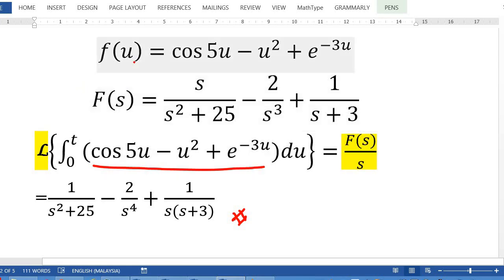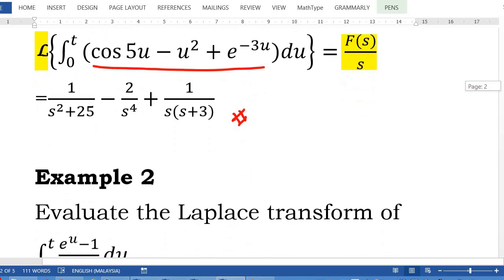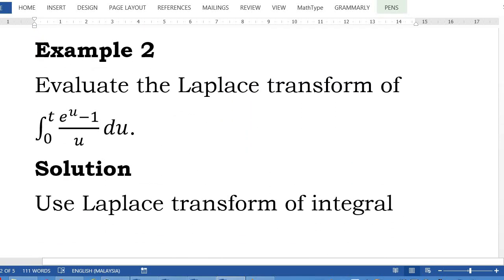Then taking the Laplace transform of f(u), you get F(s). So don't forget, after you get F(s), divide it by s. Okay. The last example: evaluate the Laplace transform of the integral of (e^u - 1)/u du from 0 to t.